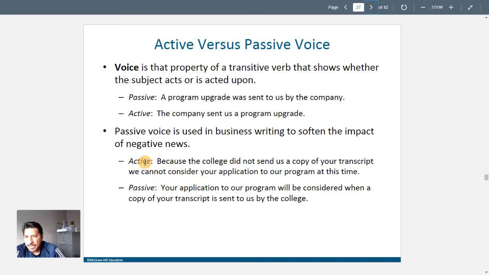Now look at an example of active and passive. Active: because the college didn't send us a copy of your transcript, we cannot consider your application to our program at this time. Now passive: your application to our program will be considered when a copy of your transcript is sent to us by the college.